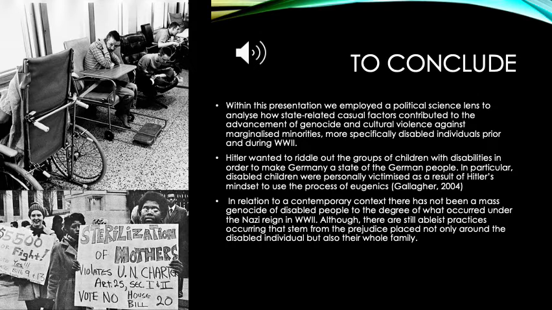Hitler wanted to rid Germany of groups of children with disabilities in order to make Germany a state of German people. In particular, disabled children were personally victimized as a result of Hitler's mindset that used the process of eugenics. In relation to a contemporary context, there has not been a mass genocide of disabled people to the degree of what occurred during the Nazi reign in World War II, although there are still ableist practices occurring that stem from the prejudice placed not only around the disabled individual, but also their whole family.